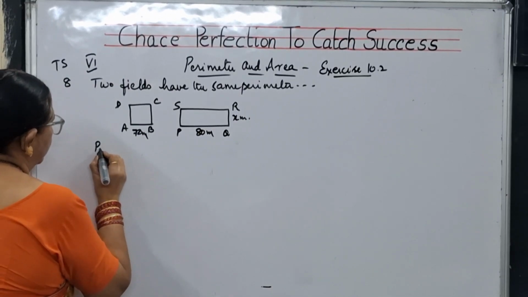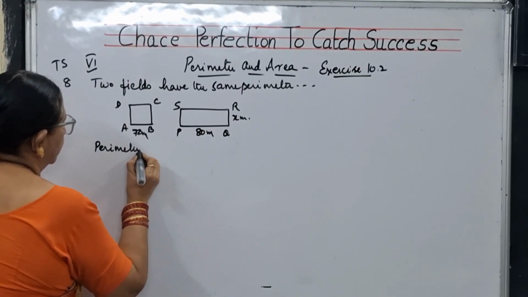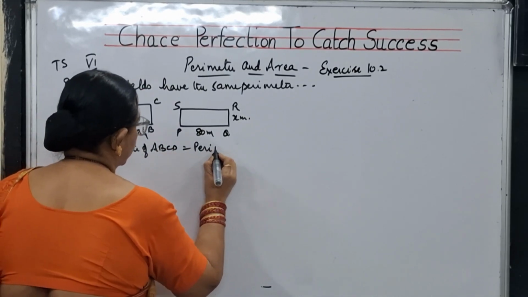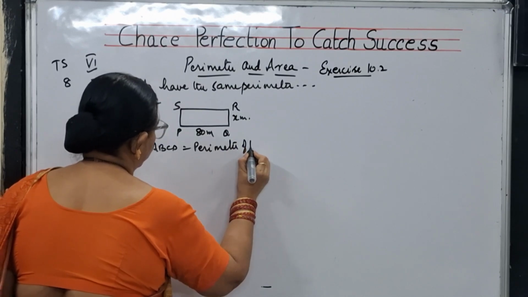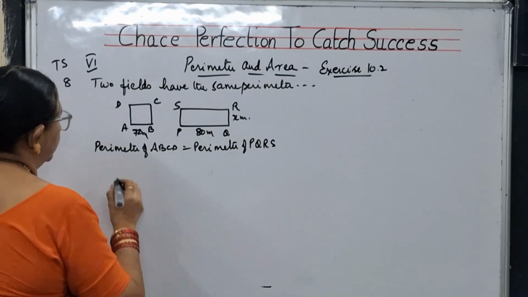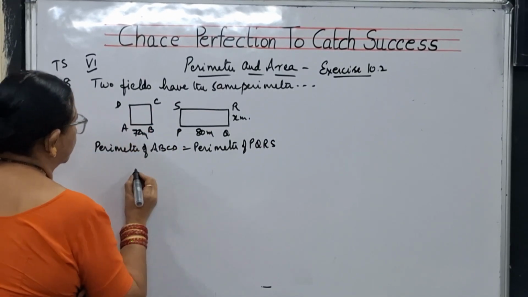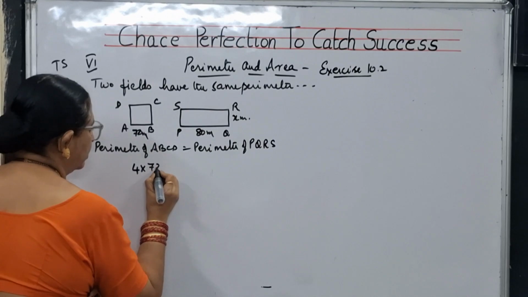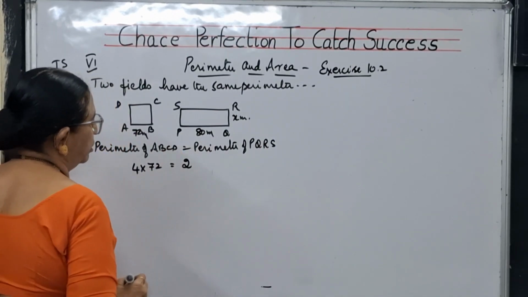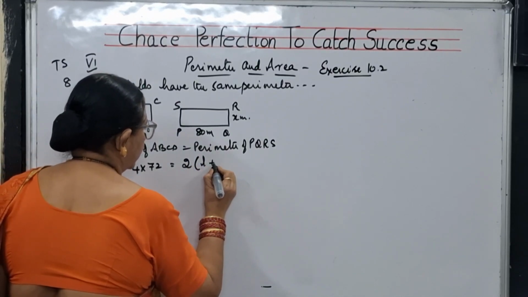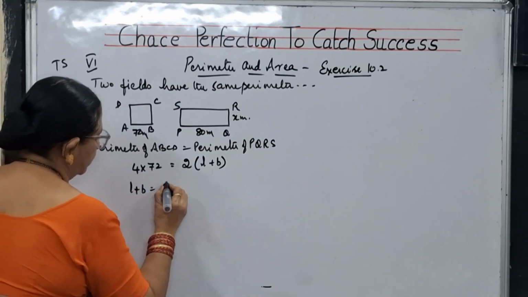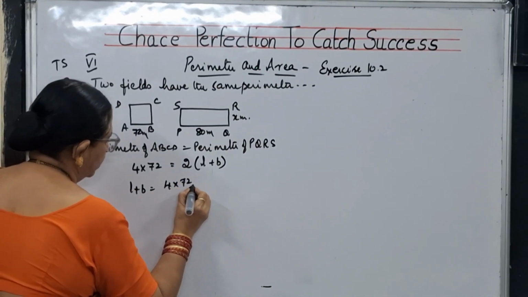What did they say? Perimeter of ABCD is equal to perimeter of PQRS. Two fields have the same perimeter. So perimeter of ABCD is a square, that is 4 into side 72, is equal to perimeter of PQRS. It is the perimeter of a rectangle, 2 into (L plus B). That means I can say that L plus B is equal to 4 into 72 by 2.